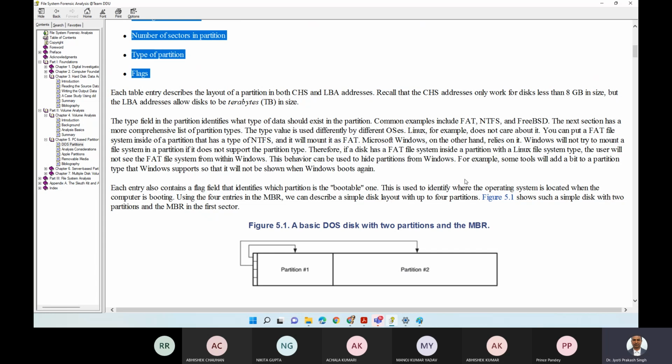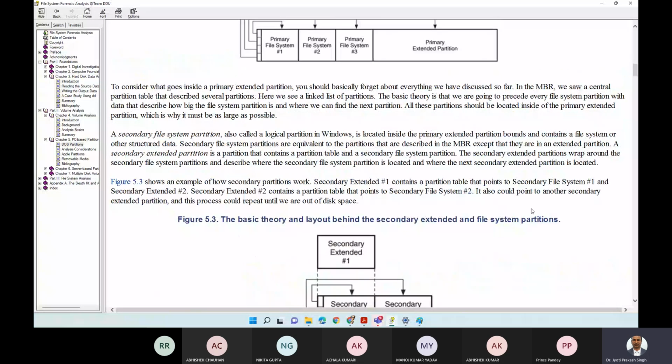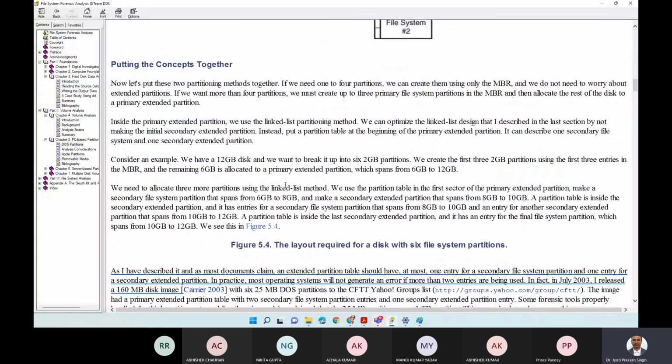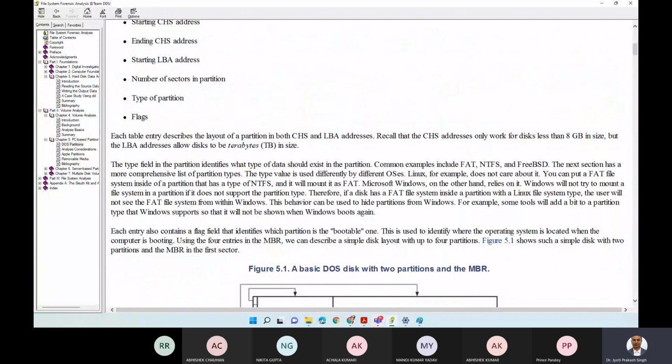If you want more than 4, we normally go for an extended partition. So we keep 3 partitions directly, and for the 4th we create an extended partition. Inside that extended partition, we create a similar structure of 4 again. If you want to go further, you can keep 3 there and extend again, and continue this way.